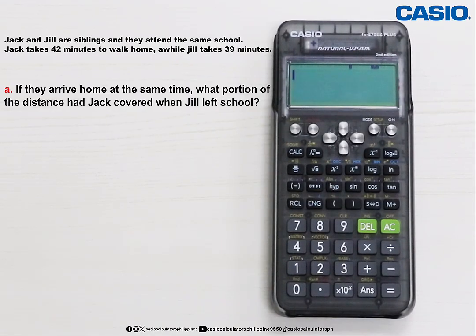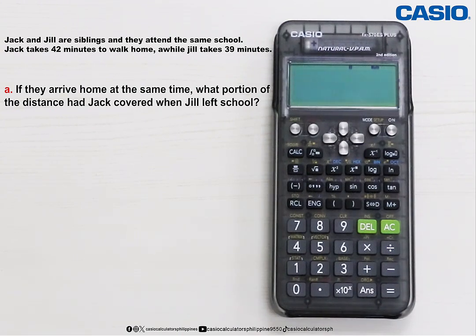Jack and Jill are siblings and they attend the same school. Jack takes 42 minutes to walk home, while Jill takes 39 minutes. The first question: if they arrive home at the same time, what portion of the distance had Jack covered when Jill left school?